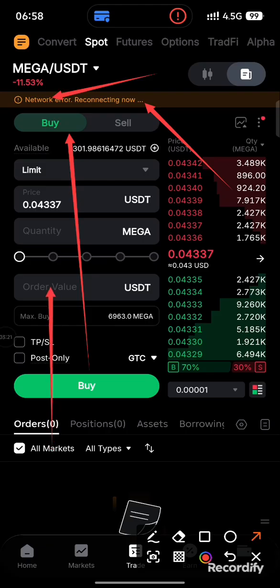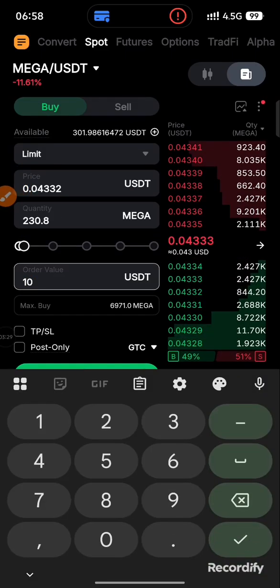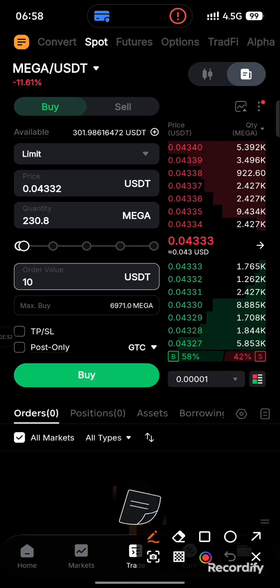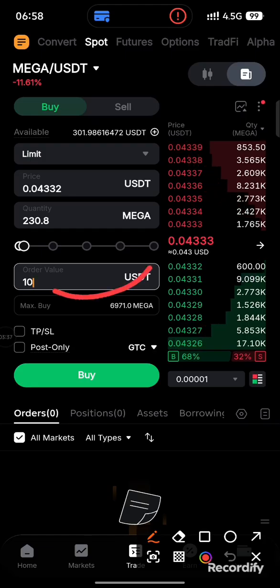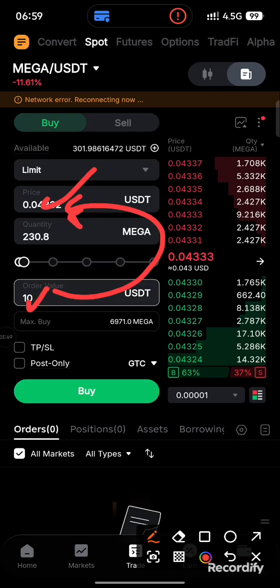So we're going to come to this place and input 10 USD right here. If you type 10 USD, did you see the volume of this coin we're going to have? It's very reasonable. 10 is equal to 230.8 of this Mega coin. So if you buy this 230 Mega now, and it moves slightly to 0.05, we're going to make some reasonable profit for ourselves.